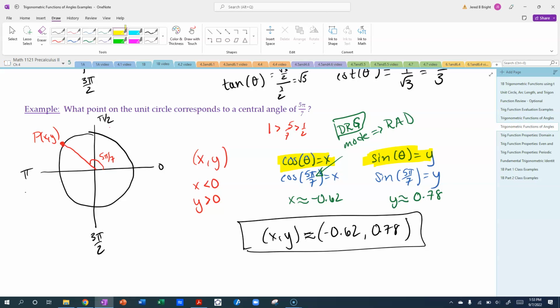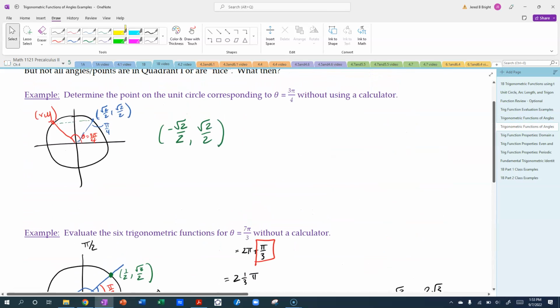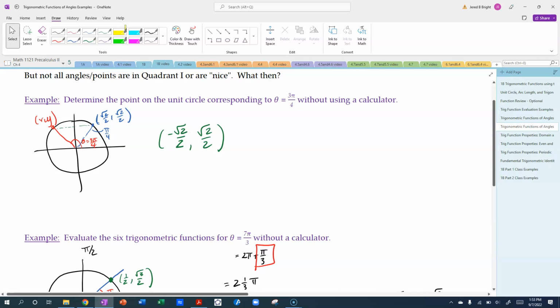Big takeaway is to remember that on the unit circle, and I repeat, on the unit circle, cosine is x, sine is y. Okay, so just some other interesting problems connected to trigonometry and trig functions of angles in particular.